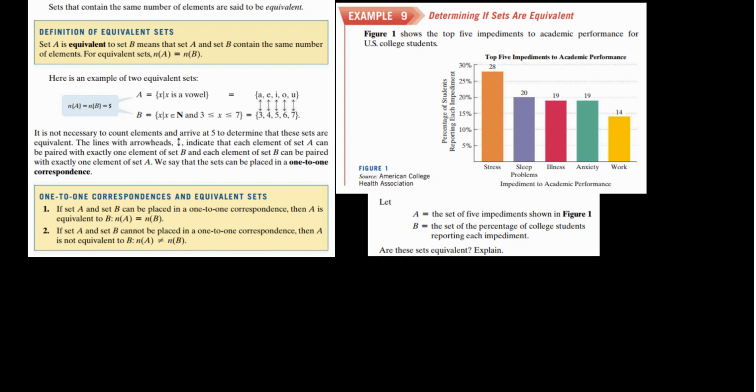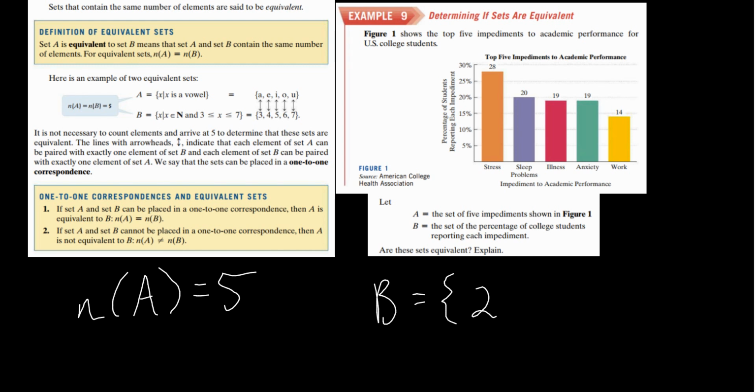So the cardinality, looks like an H, doesn't it? The cardinality of A is 5. Okay. The cardinality of B. Well, let's first write the set B and its elements. It's the set of percentages of college students reporting impediments. So 28% is one, 20% is another, 19% is another, 19% is another, and 14% is the last one.